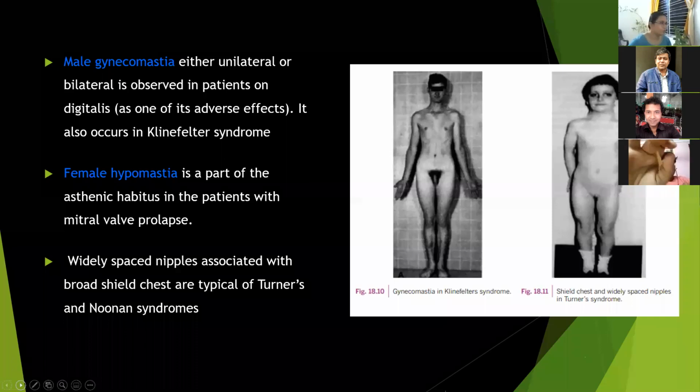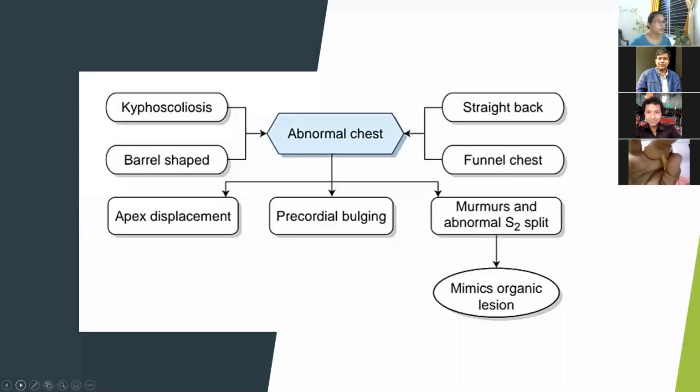I've already gone through this slide. So what is the significance of an abnormal shape of the chest? What are the abnormal shapes of the chest? Like a barrel-shaped chest, patient may have kyphoscoliosis, patient may have straight back syndrome, or patient may have funnel chest.